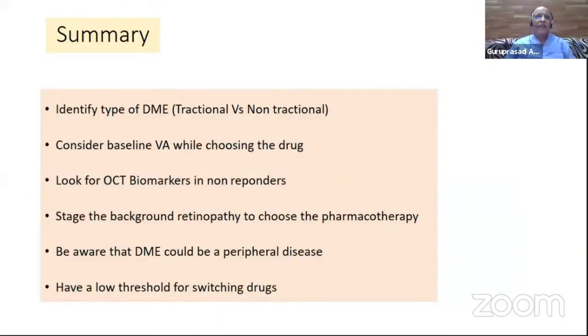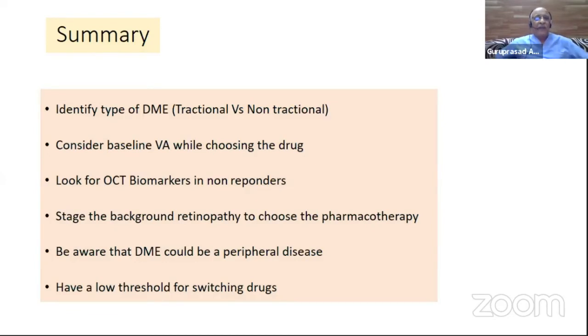So in summary, I must say that we have to identify the type of DME in the management of diabetic macular edema as those of tractional origin and those of non-tractional origin. Consider the baseline visual acuity while choosing the drug. For example, Protocol T told us that patients with low visual acuity do better with aflibercept. Look for OCT biomarkers in non-responders. Stage the background retinopathy to choose the pharmacotherapy. This again we can discuss during the discussion time.